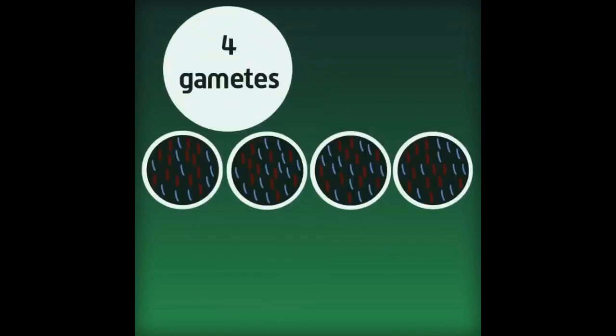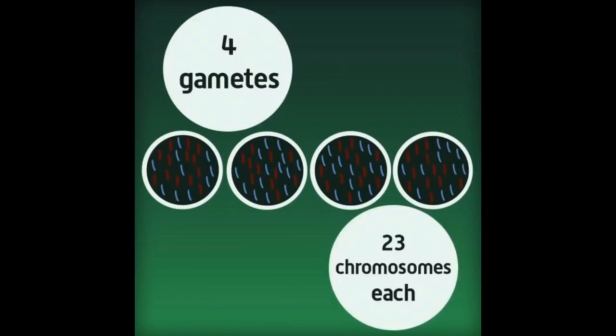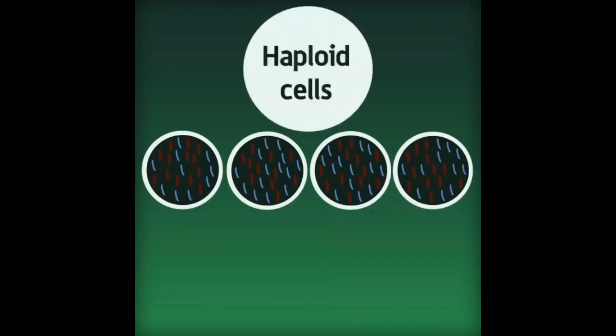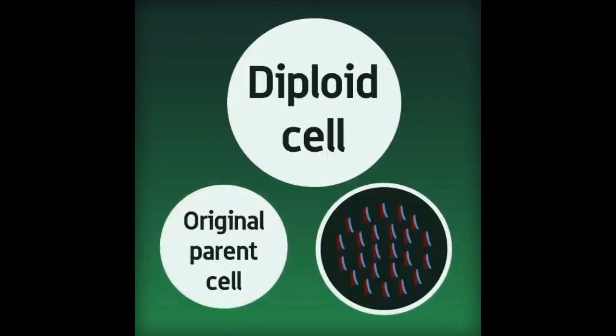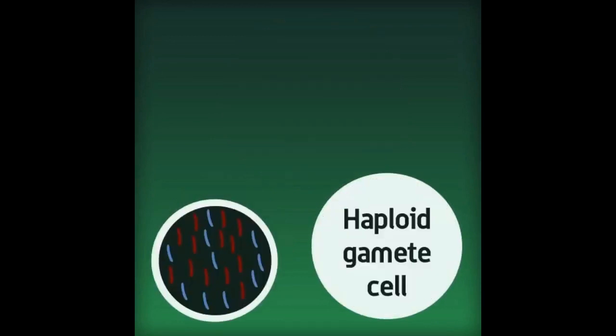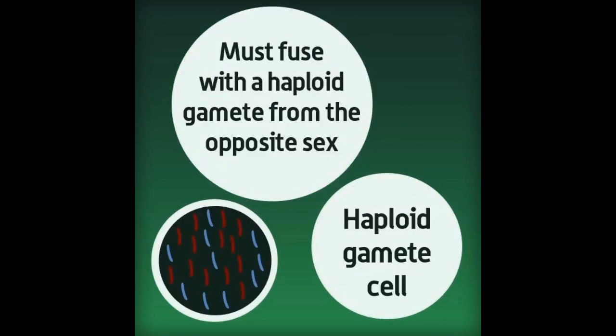You now have your 4 gametes with 23 single chromosomes each. These cells are referred to as haploid cells because they have half the number of chromosomes. The original parent cell was diploid, which means it had 23 pairs of chromosomes. The haploid gamete cell has to wait until it fuses with a haploid gamete from the opposite sex.